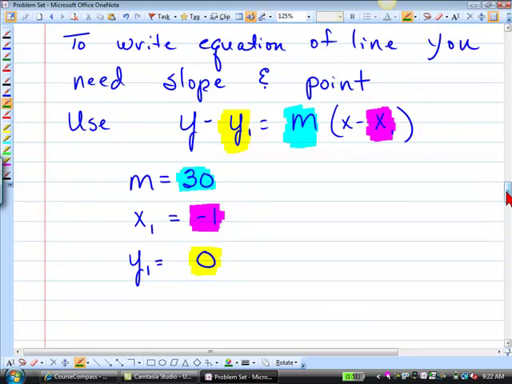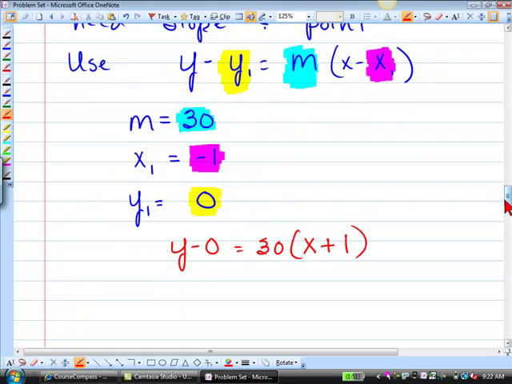Questions so far on that one? We're just going to plug in. We're going to get y minus 0 equals 30 times x plus 1, because it was a minus a -1. And then we'll clean that up a little bit. It'll just be y equals 30x plus 30. And that is going to be the answer.